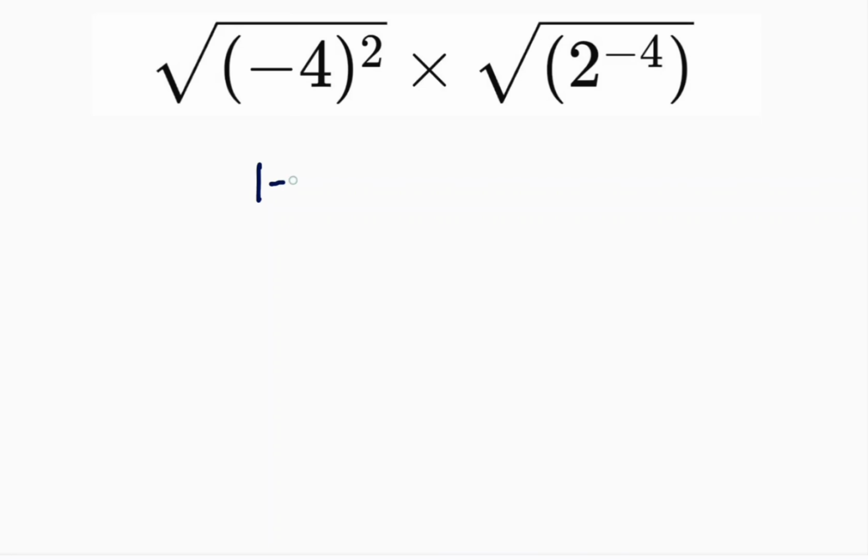Square root of (-4) square will become modulus of minus 4. That means 4. Let's look at the second term. I know negative power looks scary. I for one like to work with positive powers. So usually I change it to its reciprocal and now calculate its square root.